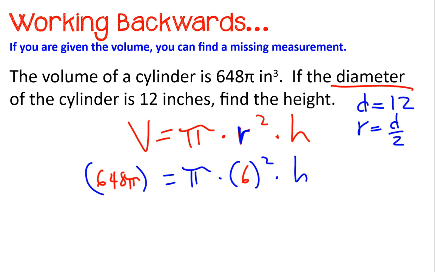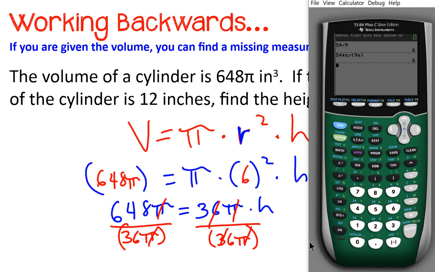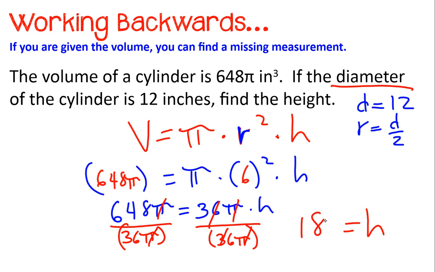I kind of like when the volume is given in terms of pi, because then I know I don't have to type it into my calculator. So 648 pi is equal to 36 pi times the height. I'm going to divide both sides by 36 pi. And all I need to type into my calculator now is 648 divided by 36. Beautiful. The height is 18 inches.